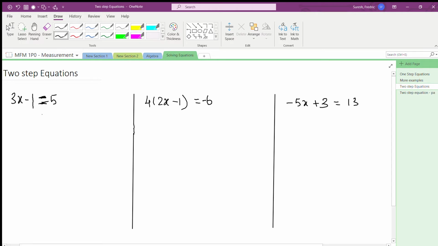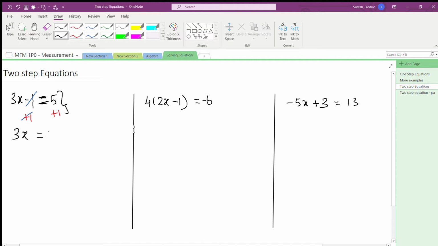So the first thing we need to do is to get rid of this one here. Since the one is subtracting, I'm going to add a one on the left side of the equation, and whatever I do on one side, I have to do on the other side. So now I have these two canceling out, and so what I have now is 3x on the left side, and on the right side I have to work with these two.